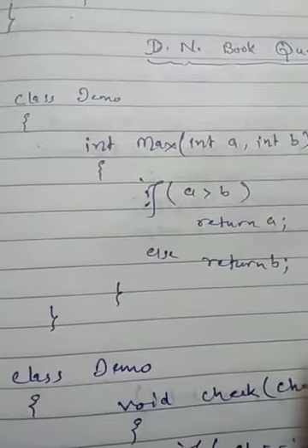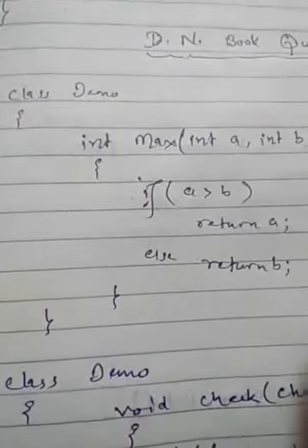The second question is a similar question. In the second question we have to return the minimum value between two integers. So I am just making the direct question number three here.